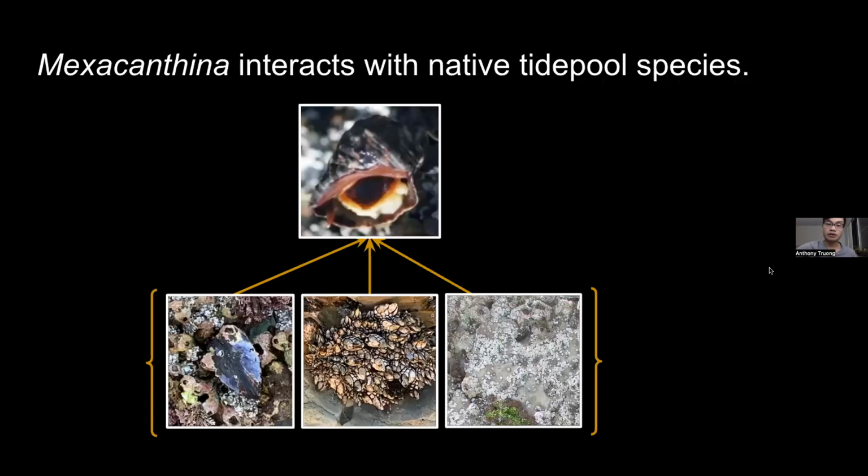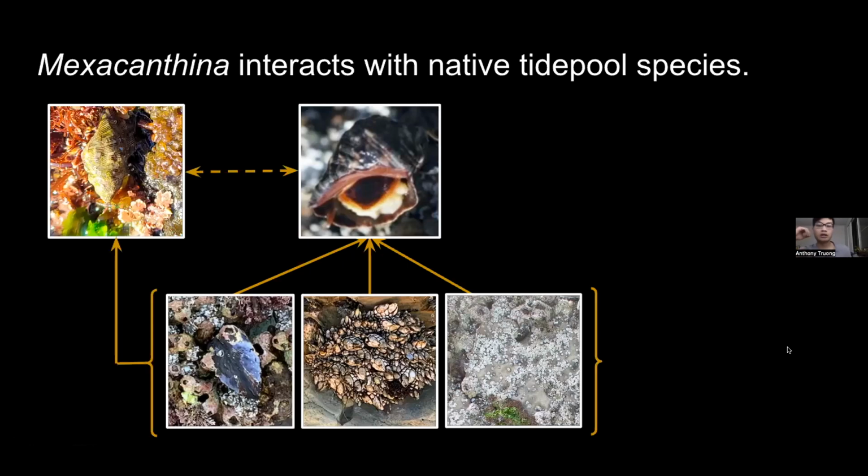When Mexicanthina occurs in the communities that it is found in, it interacts with a whole assortment of intertidal species. So just for example, Mexicanthina, because it is a carnivorous snail, actually preys on bivalves, gastropods, and crustaceans, such as mussels and barnacles, pictured here. In addition, we have native whelks as well, which have always been here, and they prey on a similar suite of organisms. So when you have two species competing for the same food source, they're known as competitors. And so Mexicanthina is now an introduced competitor for our native whelks.